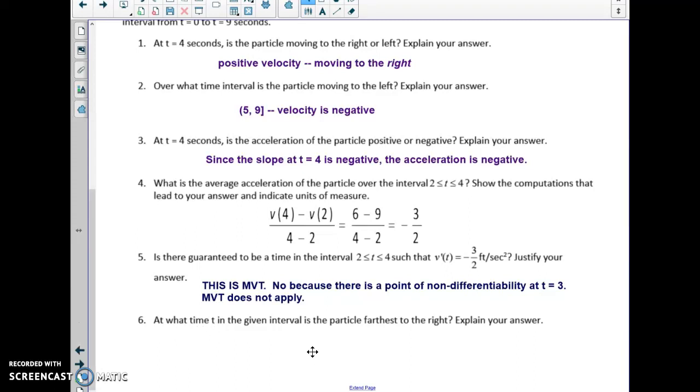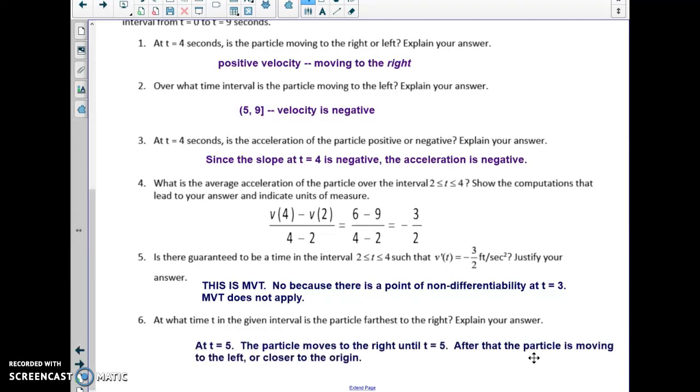Last question. At what time in the time interval is the particle farthest to the right? It is farthest to the right at time equals 5, because that is when the particle has moved as far to the right as it's going to go. After 5, the particle starts moving to the left again because it's got those negative values, so it's moving back closer to the origin.